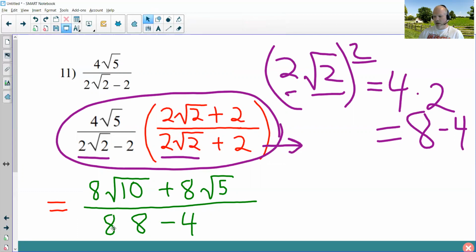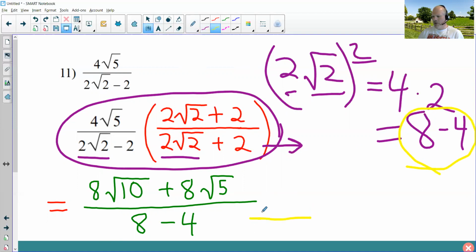I think I have a technical glitch here. Yeah, that shouldn't be there. So let's get rid of that. Okay, so the 8 minus 4 right here is our denominator.